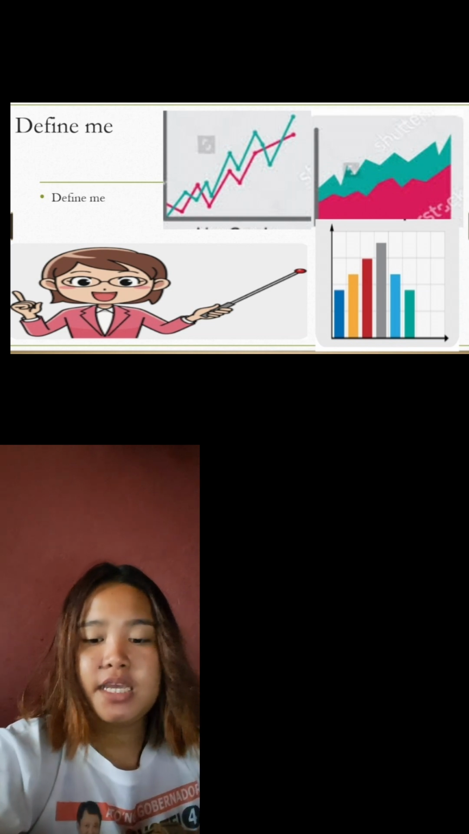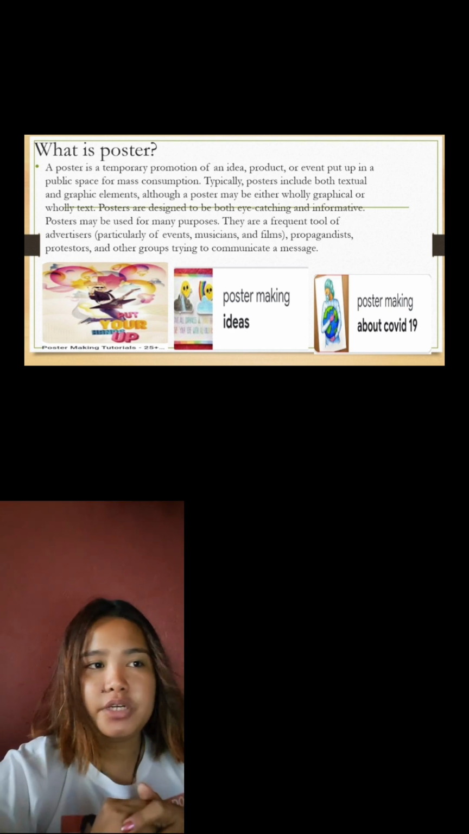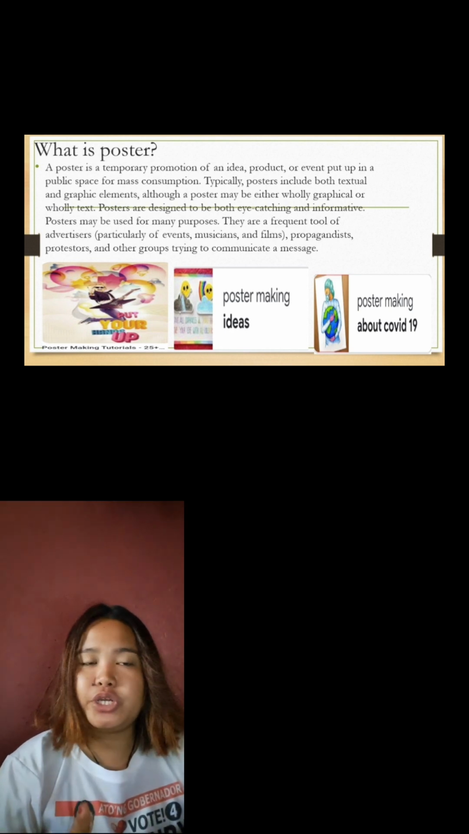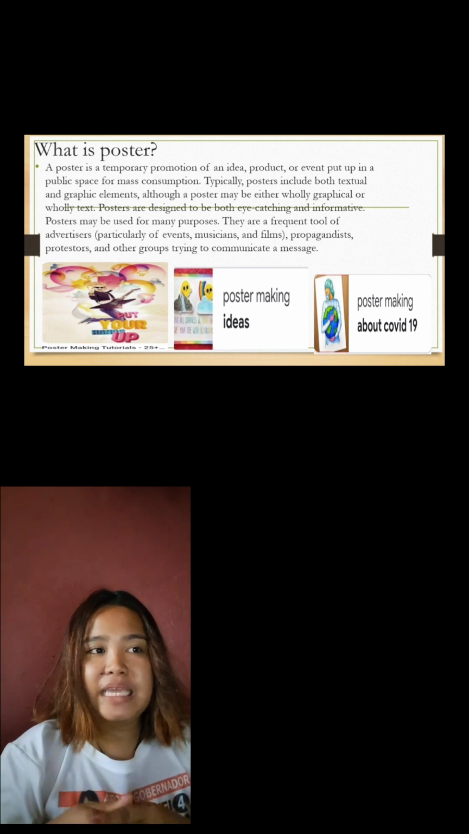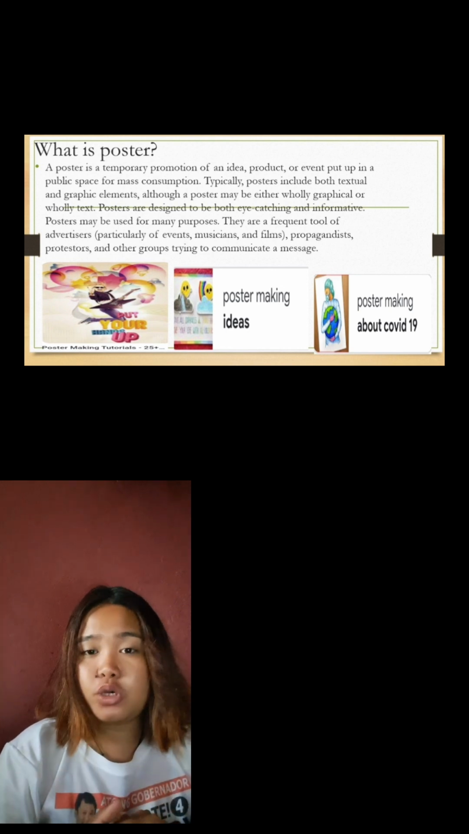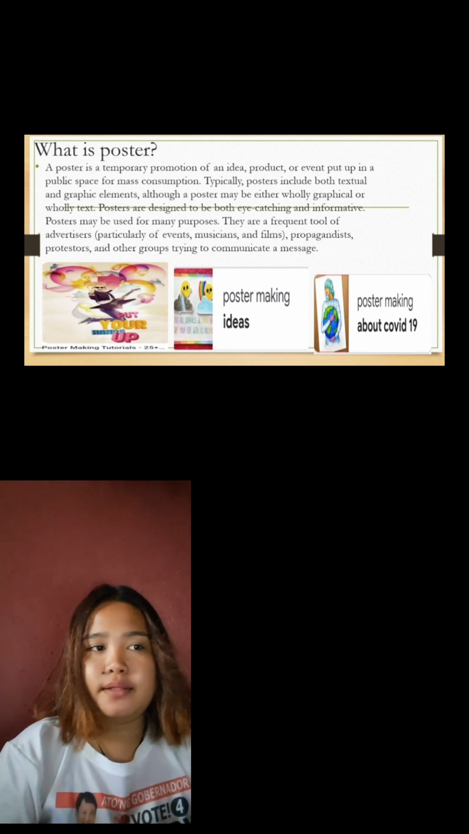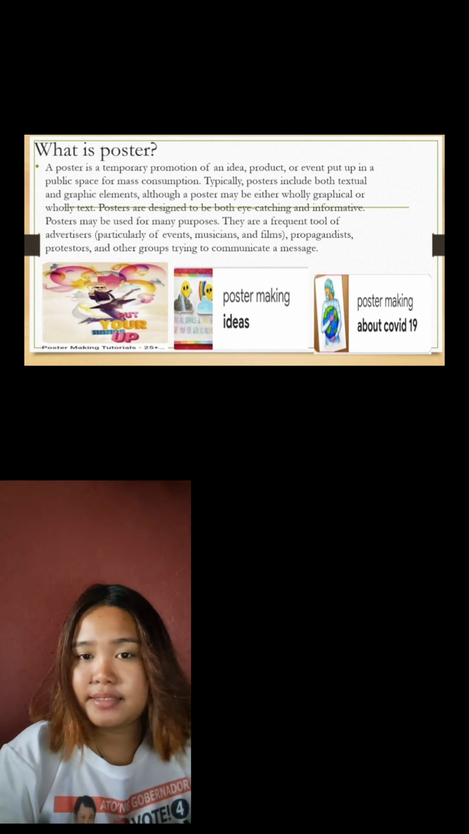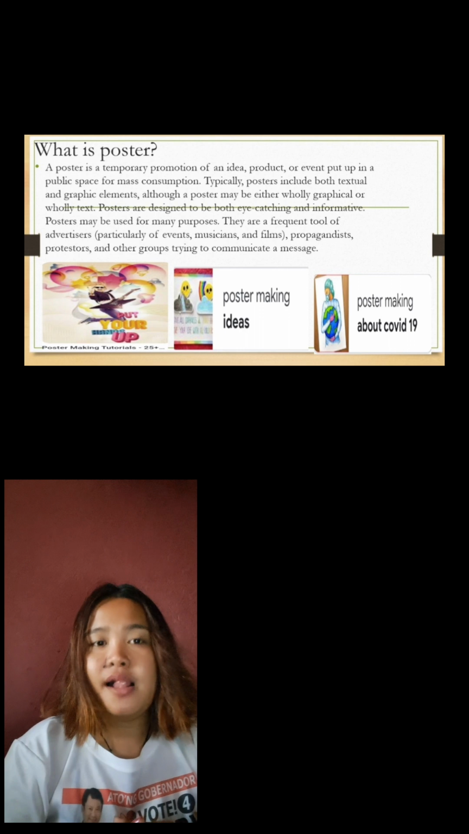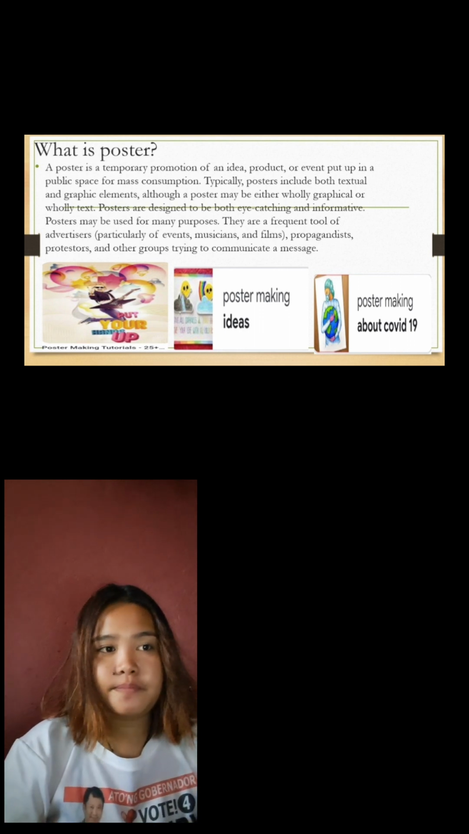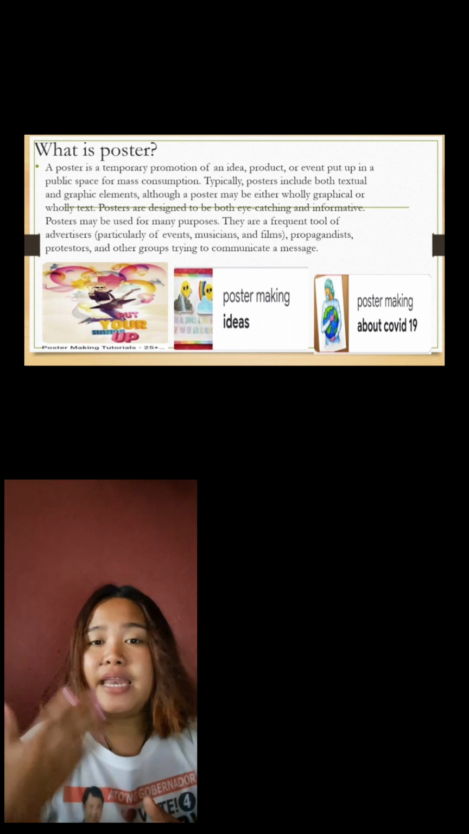Now let's proceed to posters. So what is a poster? A poster is a temporary promotion of an idea, a product, or an event that is put up in a public space for mass consumption. Typically, posters include both textual and graphic elements. Although a poster may be either wholly graphical or wholly text, posters are designed to be both eye-catching and informative, of course.